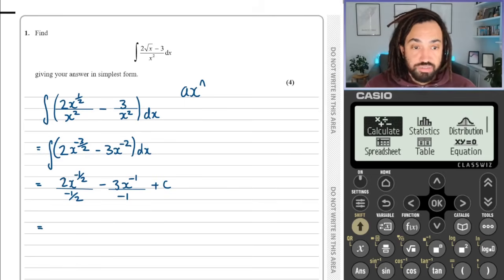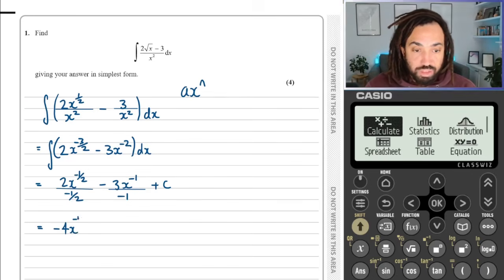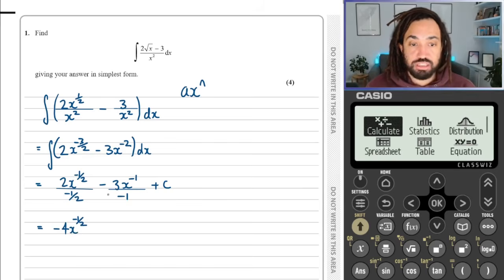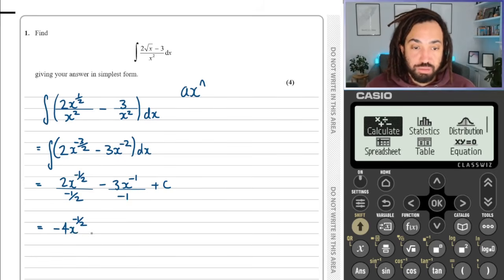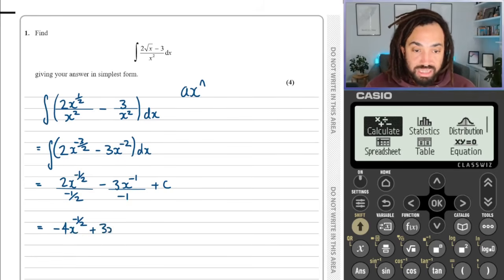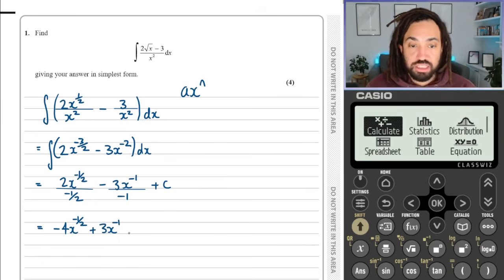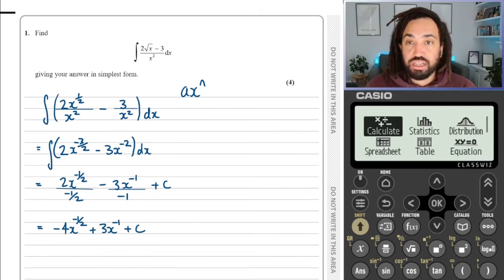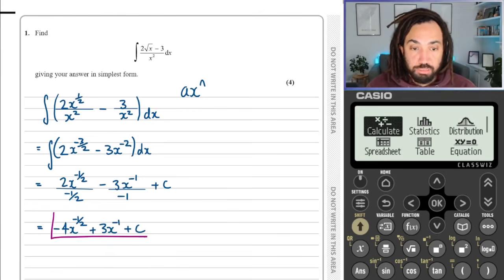Okay, so now we can just evaluate this. So 2 divided by minus a half is minus 4, and we can just leave the power like that, and then minus 3 divided by minus 1 is plus 3, and we can just leave it like that, and then plus c, and this will be our final answer.